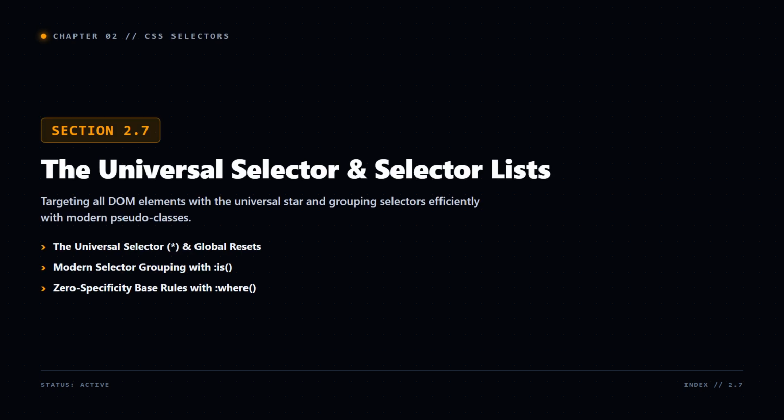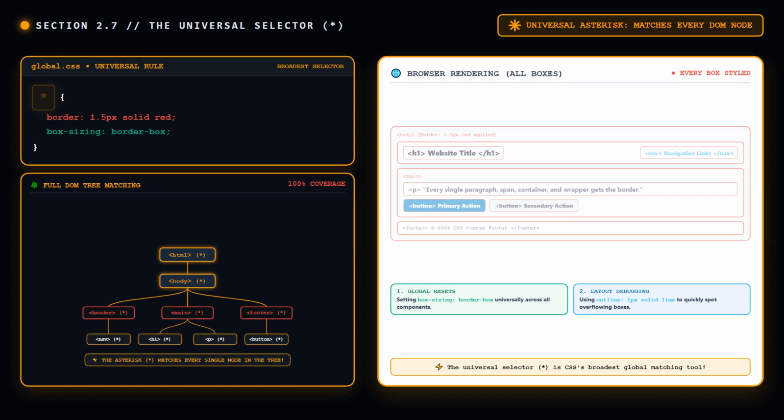Section 2.7, the universal selector and selector lists. The universal selector is the broadest selector in CSS. Written as a single asterisk, it matches every element in the DOM. It's the nuclear option of selection: use it, and every box on the page gets the same styles.